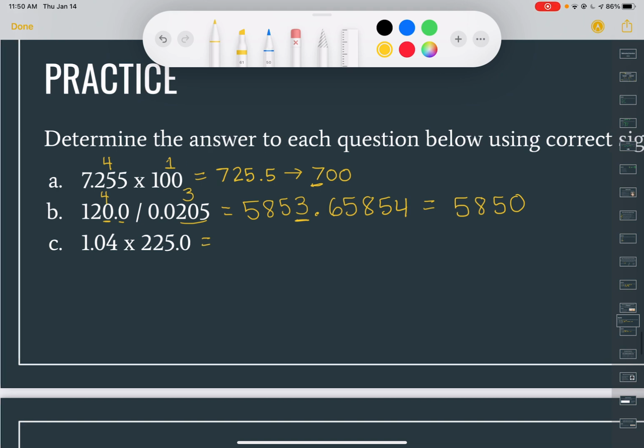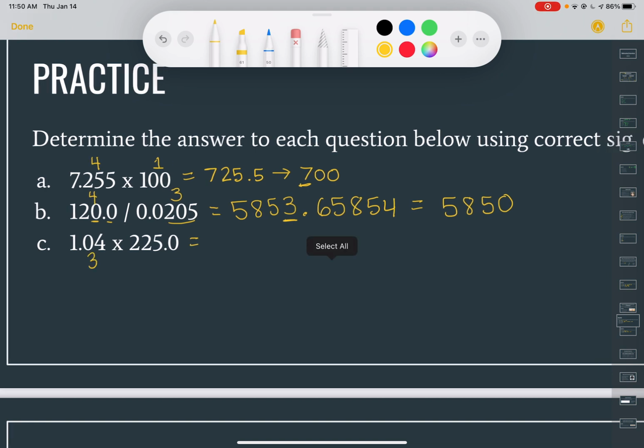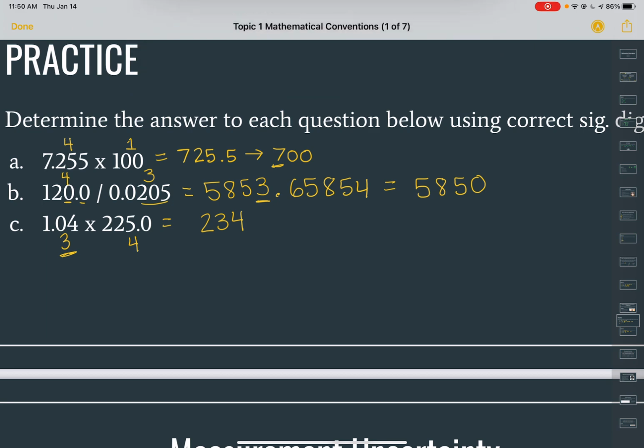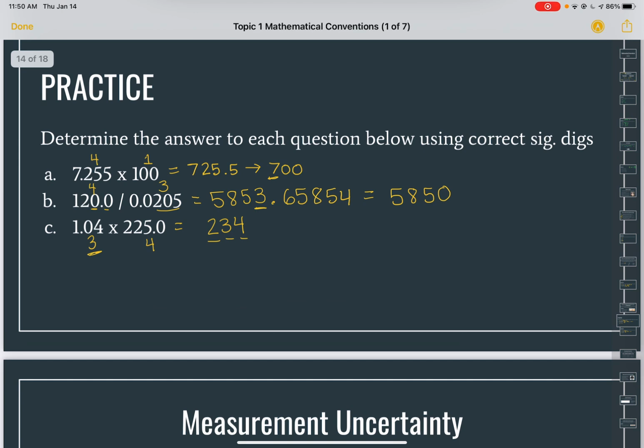The final one here, this one has 3 significant digits and this one has 4. So our answer will be 3. 1.04 multiplied by 225.0 gives us 234. Is that right? Yep. And that answer is to 3 significant digits, so it's set. We don't need to do any rounding.